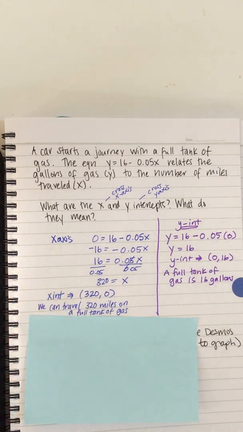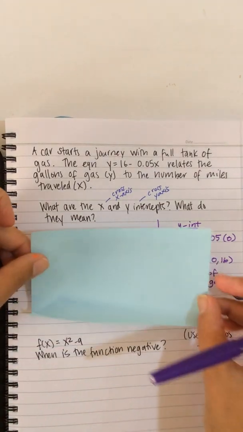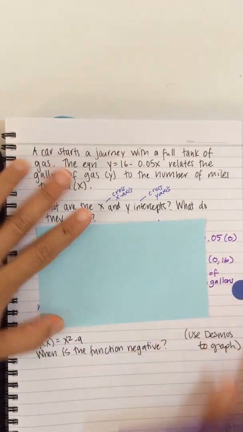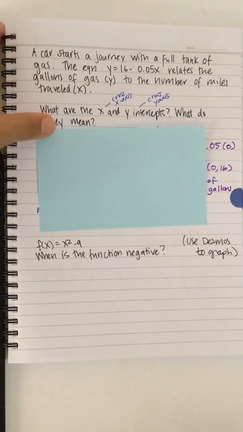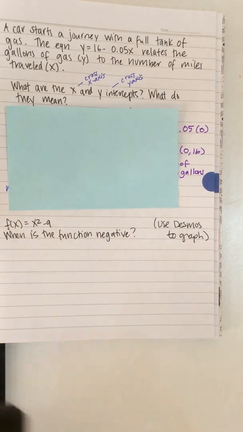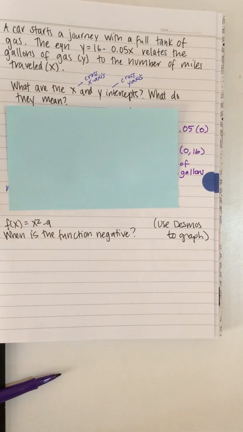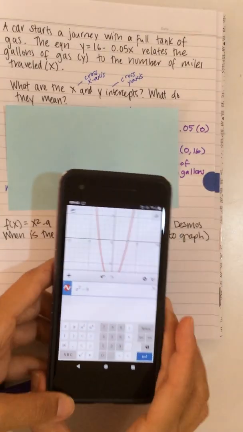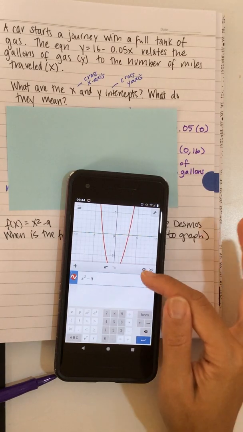Now, we're going to switch to talking about when functions are negative and positive. So remember, the whole point of this little lesson is just to remind us different things about functions. So x squared minus 9 is a quadratic function. I'm going to use Desmos to graph it. So you can see, I just put it in my phone here. There's x squared minus 9, the function from the problem. I'm going to take that down.